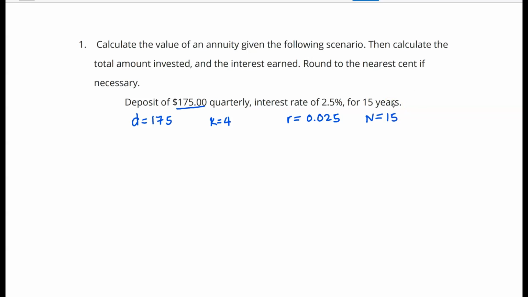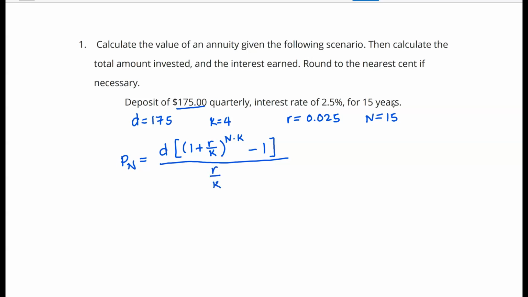So in our formula, which is P sub n, that's the value of an annuity after n years, equal to D, this is the deposit made quarterly in this case, times 1 plus R, which is the rate of interest, over K, number of compounding periods, to the power of N, which is the number of years, times K again, which is number of compounding periods, minus 1, quantity, divided by R over K.